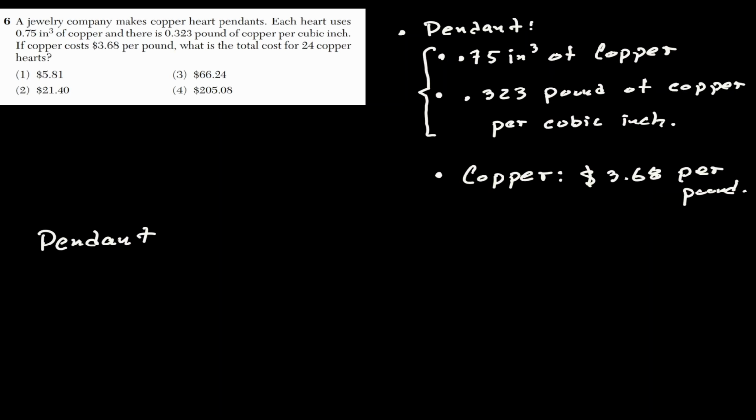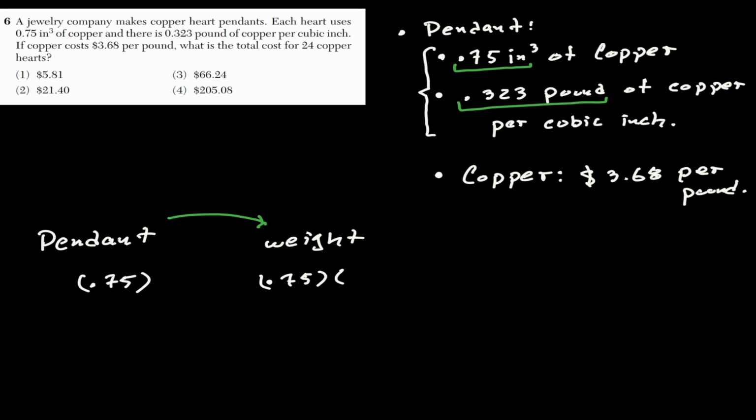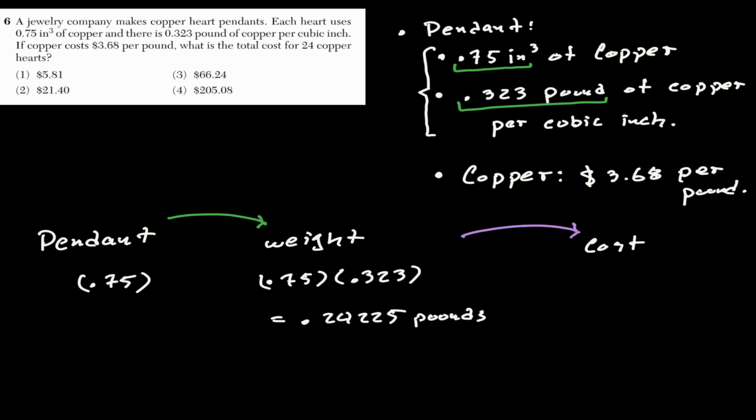We know that our pendant has a volume of 0.75 inches cubed. Well, let's find the weight of that. If we want to find the weight, let's take the volume of each copper heart and multiply by the pounds of copper per cubic inch. And that's going to give us approximately 0.24225 pounds.